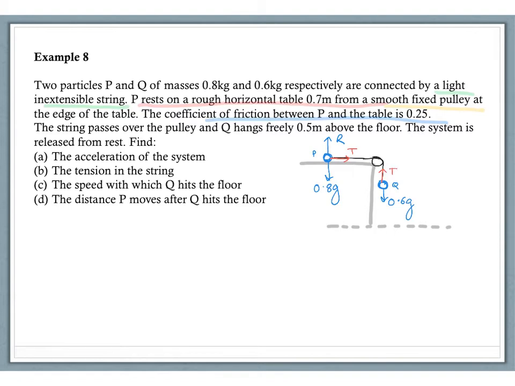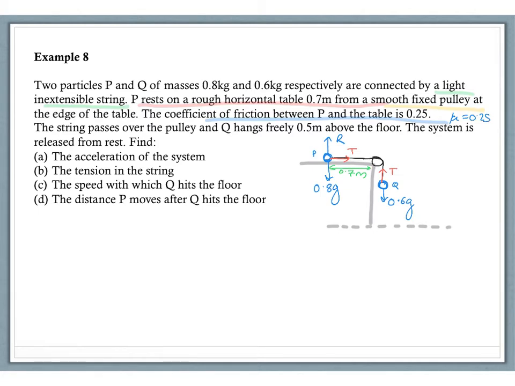Think about the modelling words. The string is light, which means it has negligible mass, and we can ignore the mass of the string, and it's inextensible, which means it doesn't stretch, which means the tension is constant throughout the string as we work out the problem. This also means that the acceleration of the objects when they move will be constant. P is 0.7 meters from the pulley. And the coefficient of friction between P and the table is 0.25.